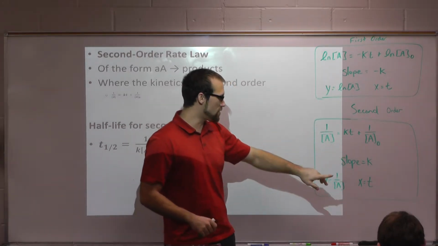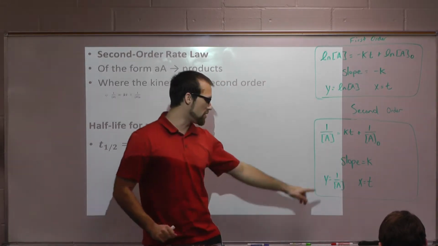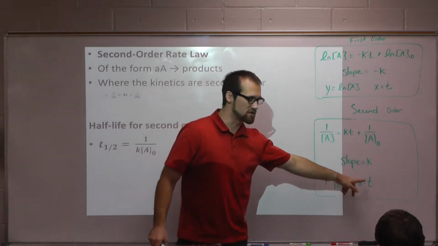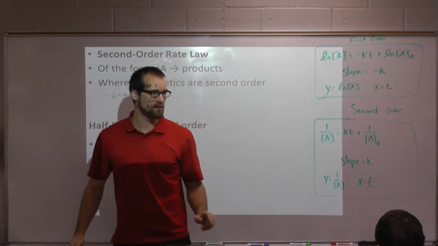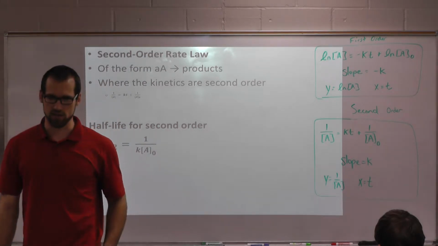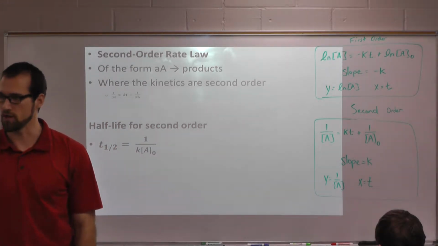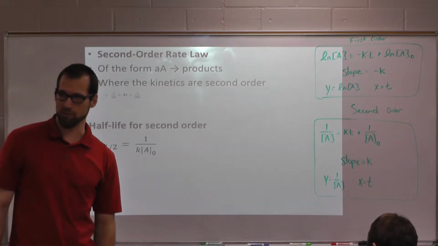So for a second order rate law, to check if it's second order, you're going to plot your x, which is still time, but your y is different. You have to take the inverse of your concentration, plug that in for your y, then do the same process of breaking up a graph.